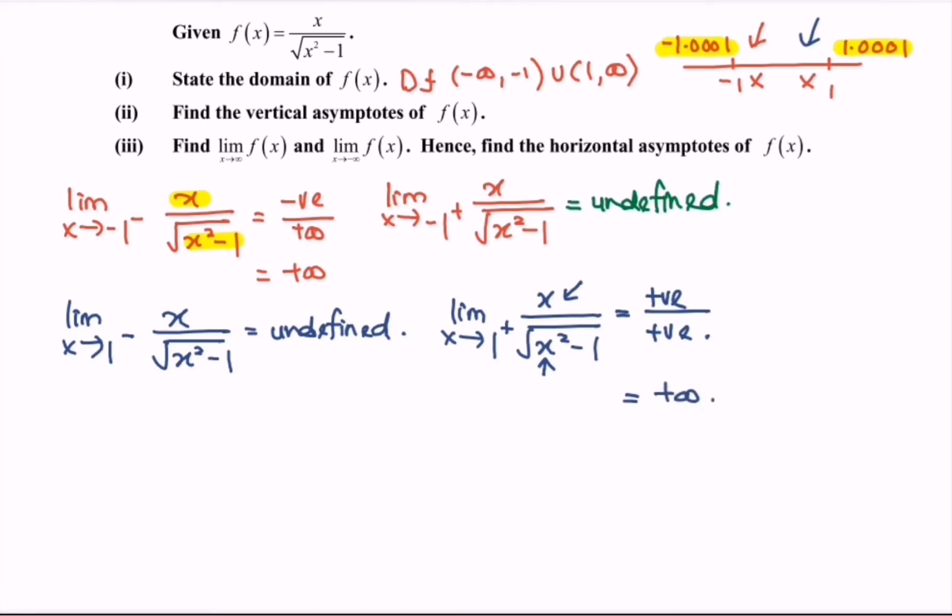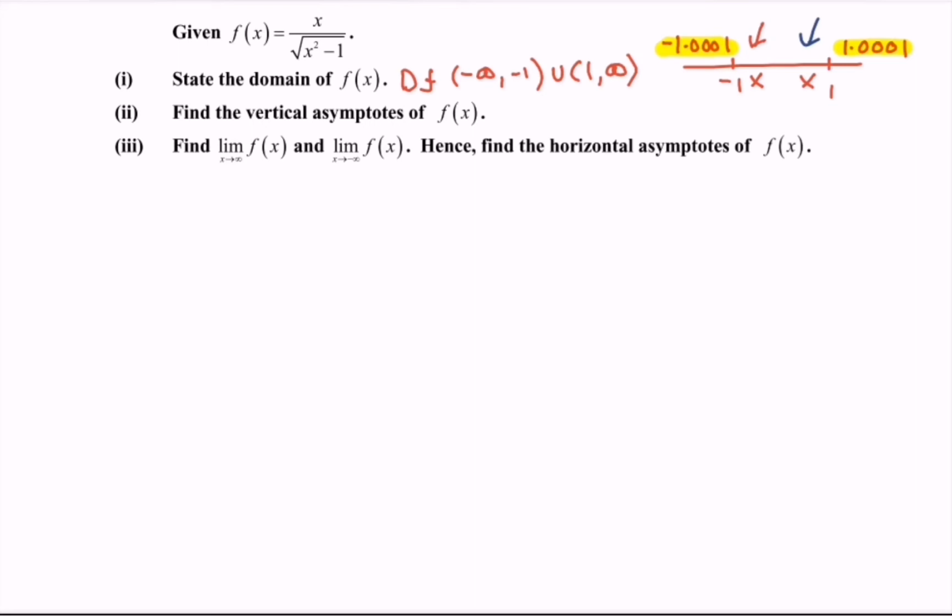So kindly take note, here we have some correction. Kindly refer to this part, we have some correction. We have negative over positive and very obviously, we will have negative infinity. So that is the correction for this part. As a conclusion, the vertical asymptotes would be x is equal to negative 1 and x is equal to 1. So that is the situation for the second part.